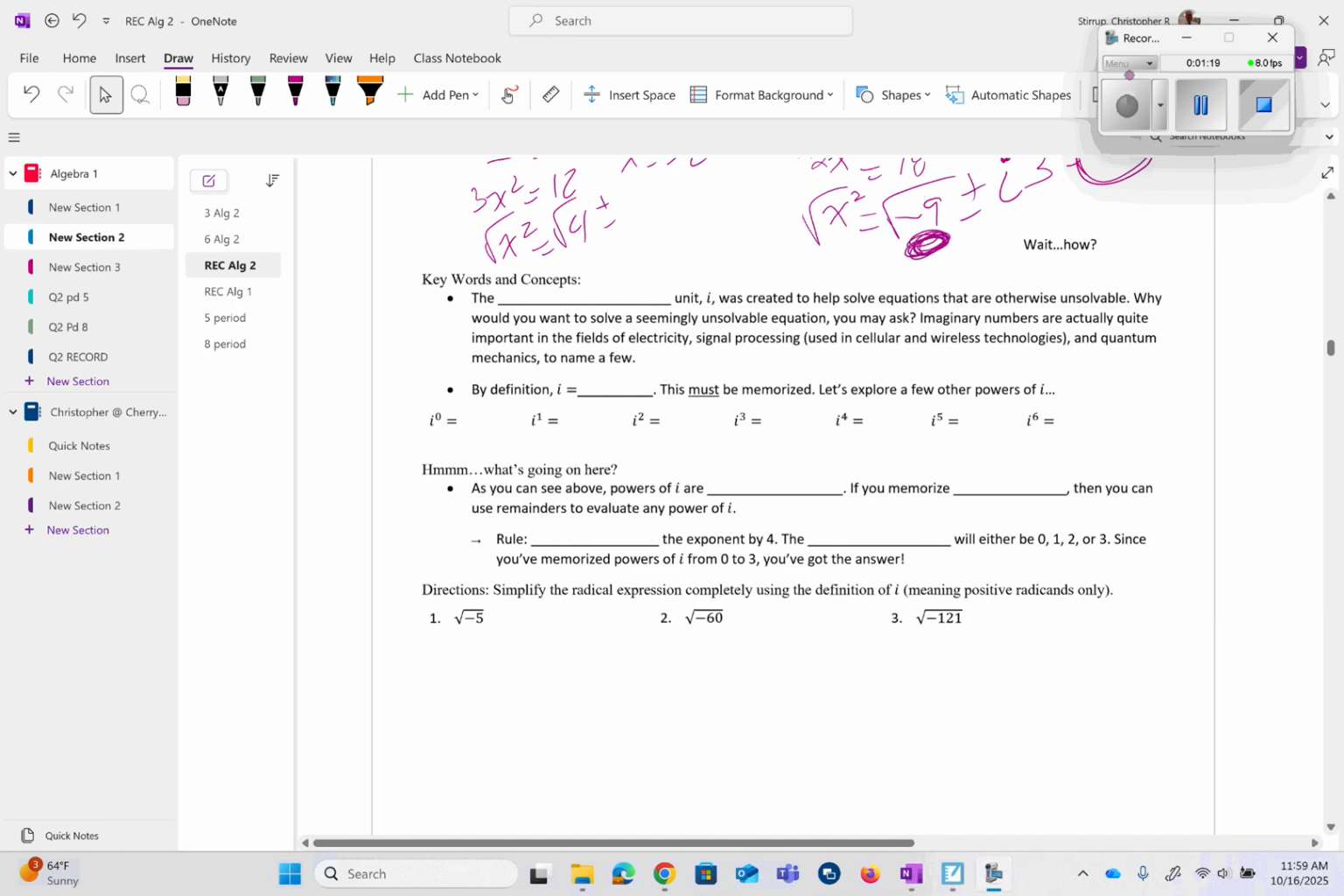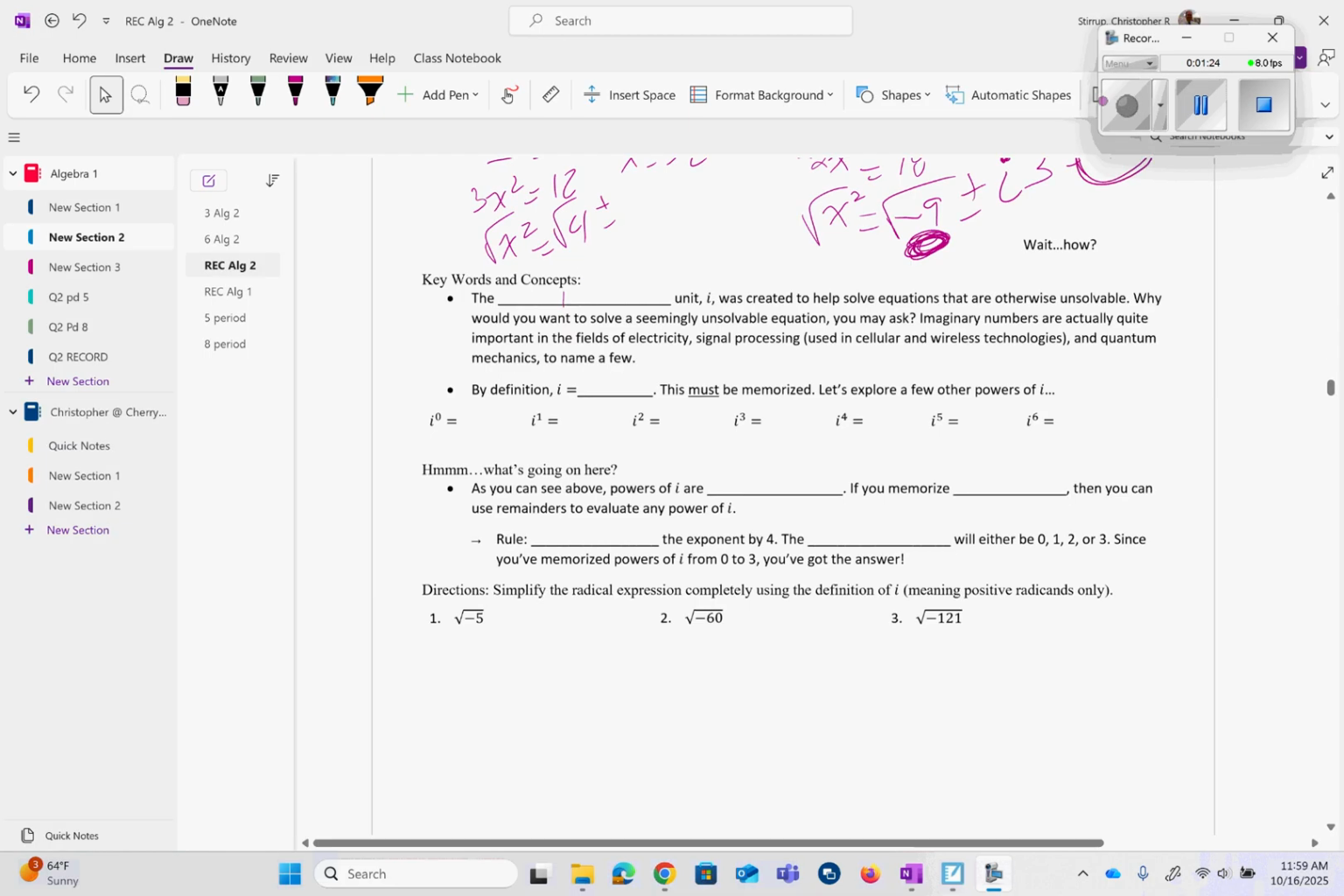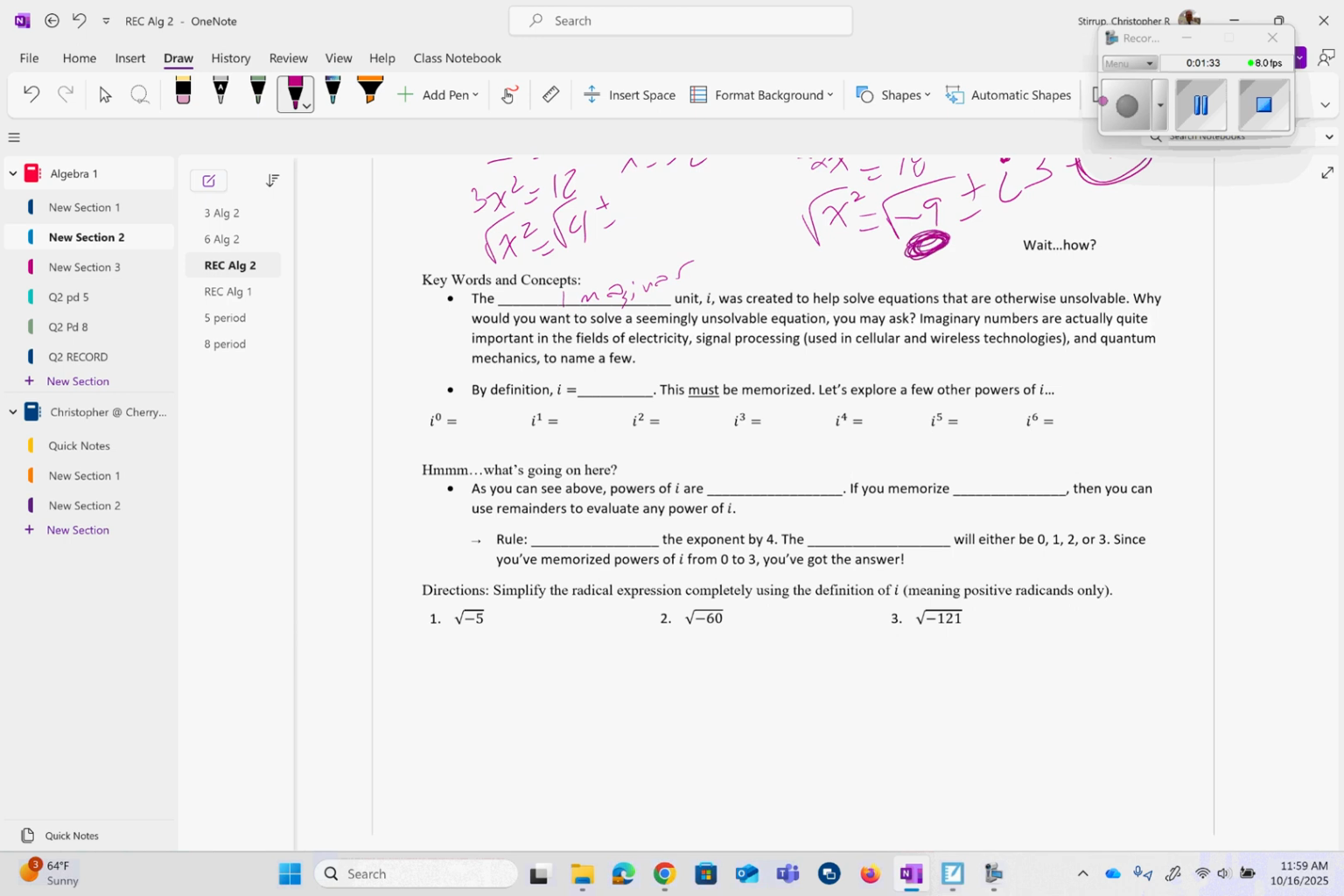Okay, so the imaginary unit, the i unit. The unit i was created to help solve problems that are otherwise unsolvable. So i to the 0 is just 1. i to the first is square root of negative 1. i to the second is negative 1. i to the third is negative i. i to the fourth is 1. i to the fifth starts over, starting here. So that's i. i to the sixth is equal to negative 1, and so on and so forth.